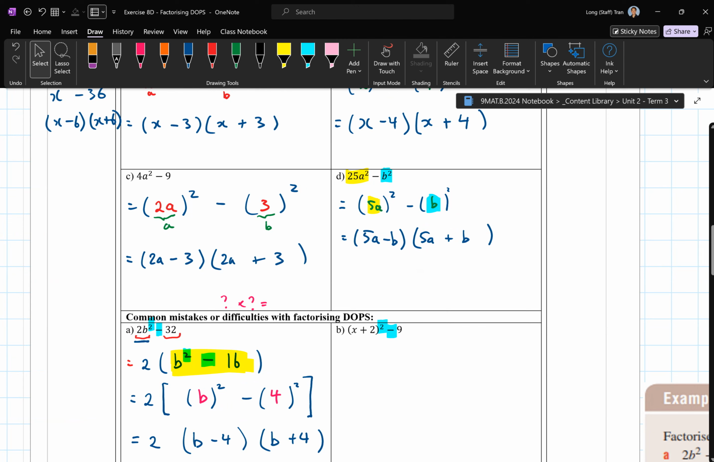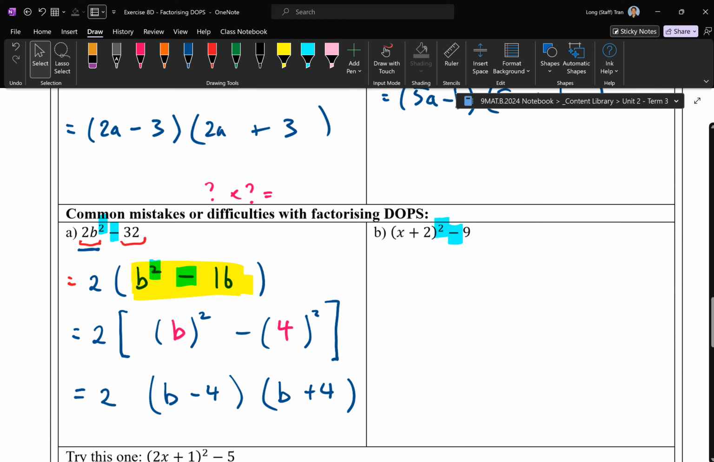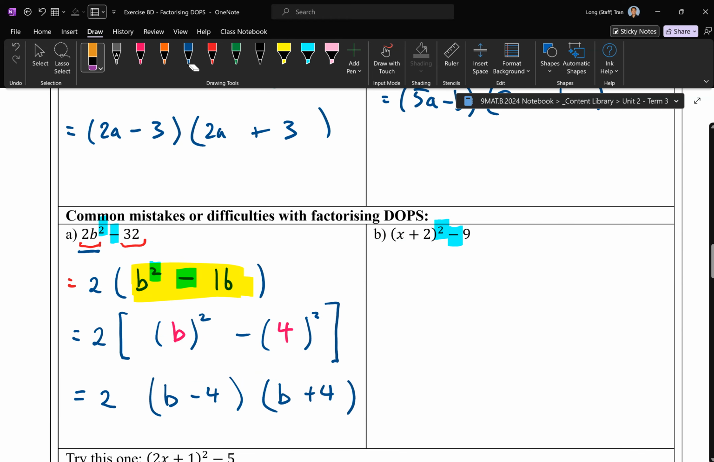So that's just within the brackets. So look for a common factor. That's what I would hint at. You can do it without using a common factor, but unless you're strong with square roots, it might be a bit trickier. Okay? Now the last one.